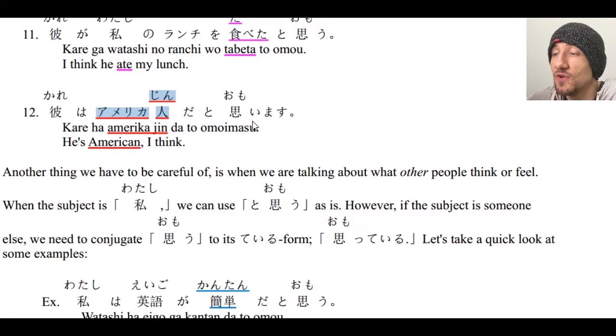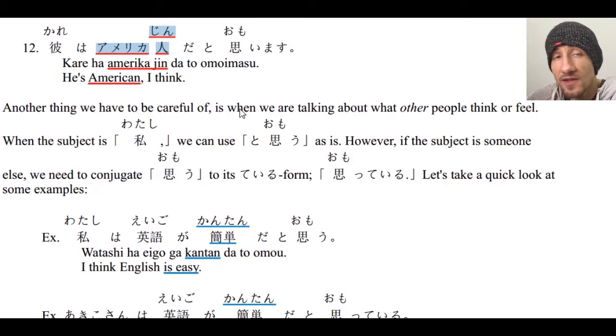Another thing we have to be careful about when we use と思う is who is doing the thinking or who is doing the feeling. When the subject is 私, we can use と思う. But if the subject is someone else, we need to use the ている form of 思う, which is 思っている.